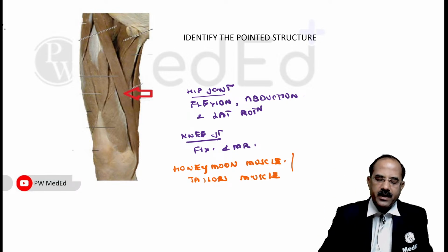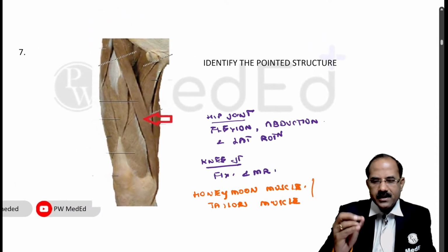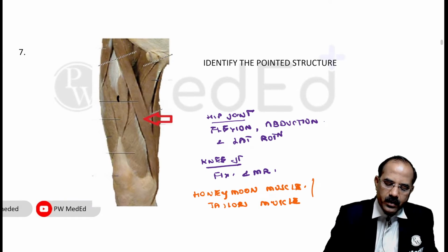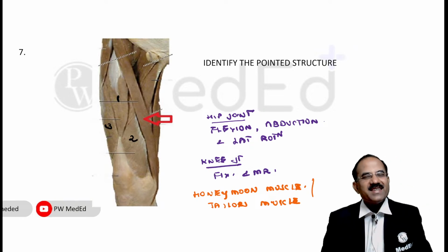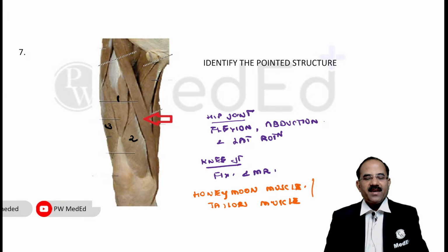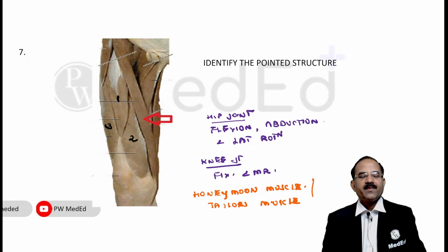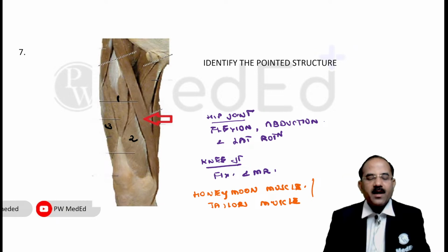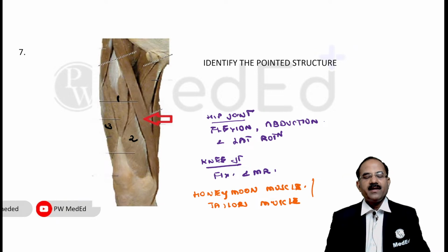Perfect, students, is that clear? Can anyone tell me? I'll just put numbers for you. You tell me what is this number 1, what is this number 2, and what is this number 3. Anyone? Any guesses? Come on. What is number 1? This is the anterior compartment of thigh, right? Anterior compartment of thigh.